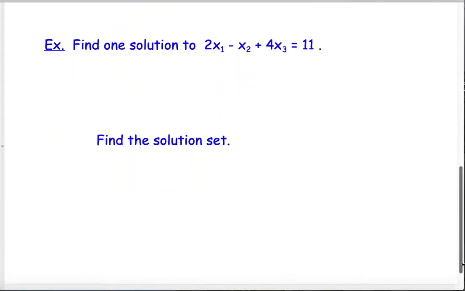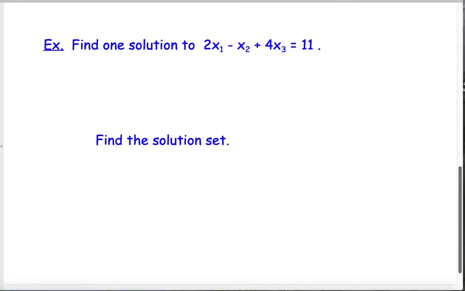So for example, what if I asked you to find one solution to this equation? Now, if you know anything about graphing in 3 dimensions, you'll realize that this could represent a plane. And we know there's an infinite number of points on a plane, so there should be an infinite number of solutions to this. I'm just asking you to find one. So how can we find one?